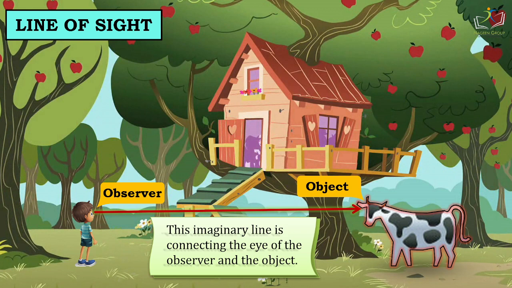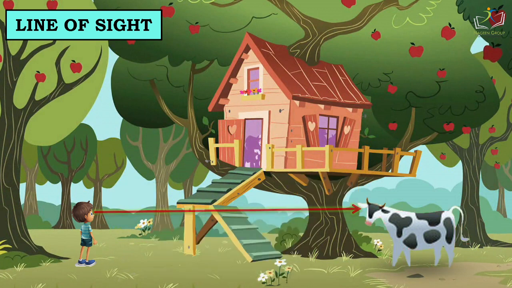So this imaginary line is connecting the eye of observer and the object. ये imaginary line जो होती है किसी भी observer की eye से object तक जो connect करे, right? उस imaginary line को क्या बोलते हैं? line of sight बोलते हैं.